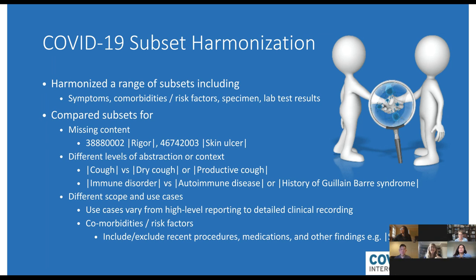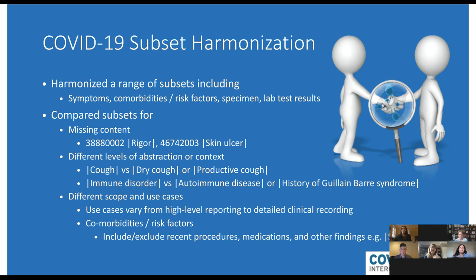So, as a member of the COVID-19 Interoperability Alliance, we went through a process of subset harmonization. We looked at a range of subsets in our SNOMED COVID guide, including symptoms, comorbidities and risk factors, specimens, laboratory test results, and a few others, and we compared them to the SNOMED subsets developed by other members of the Alliance. We looked at what content was missing from our subsets and also from the other subsets. For example, we picked up that we were initially missing rigor and skin ulcer from our symptom subset.